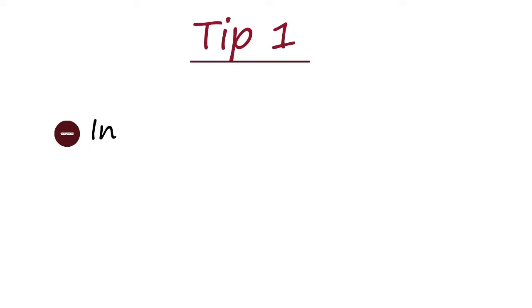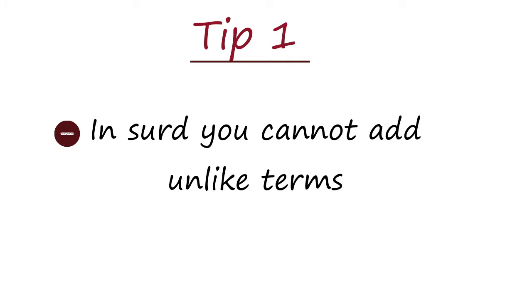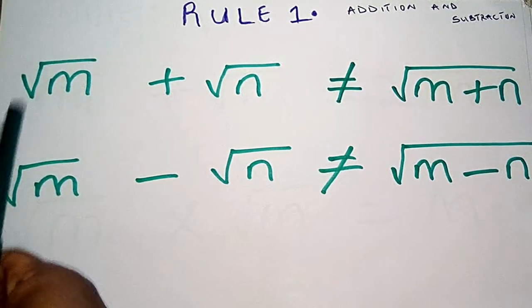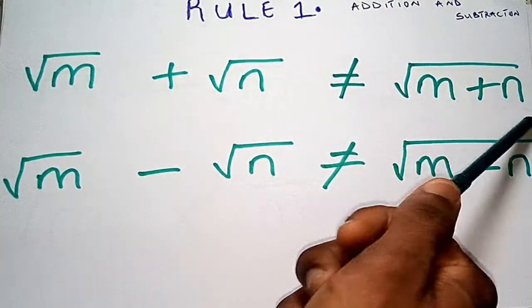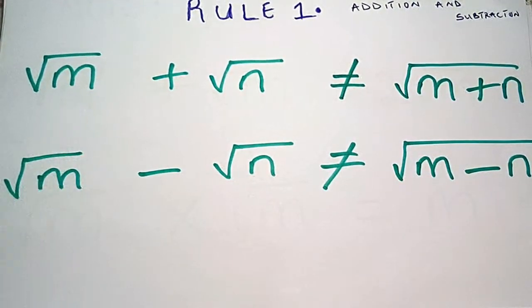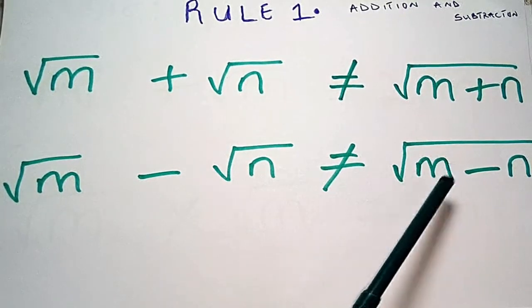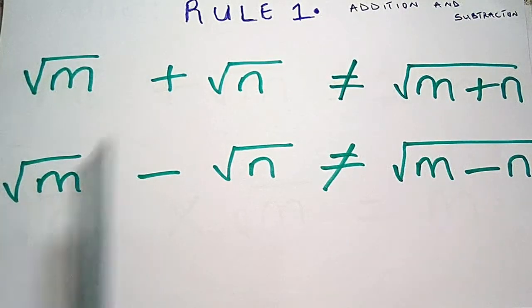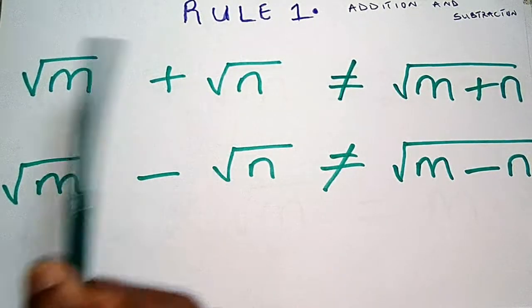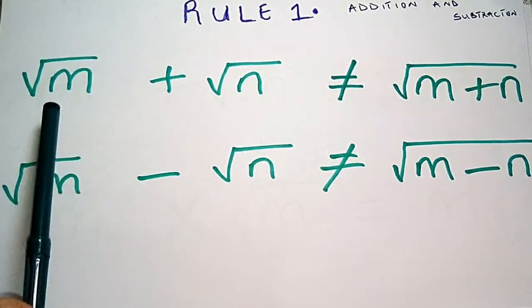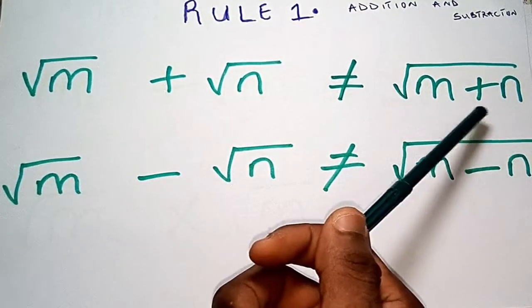Now in SURD you cannot add unlike terms. So just like we have here, we have root m plus root n, and this obviously does not give us root m plus n. Root m minus root n does not give us root m minus n. So if you have a SURD form in this format with opposite roots, that is roots that are not of the same form, then you don't get something like this.